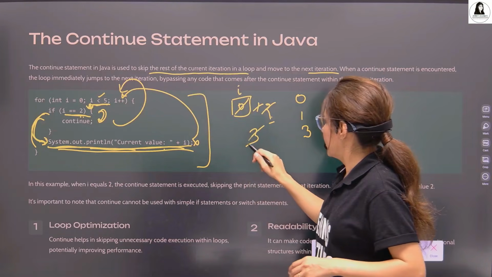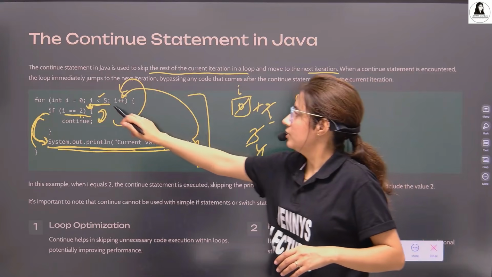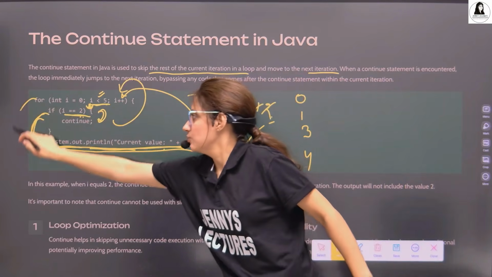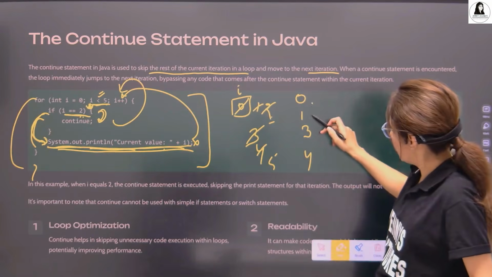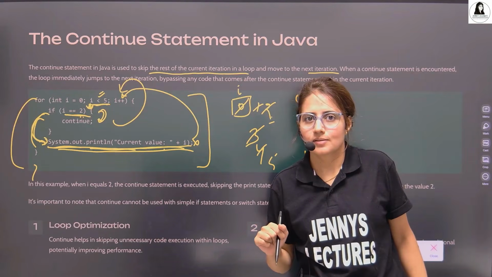I plus plus, now I becomes 4. Now 4 would be printed and I becomes 5. Now this condition is not true, so exit from this loop. So 0, 1, 3, 4. 2 would be skipped like this.